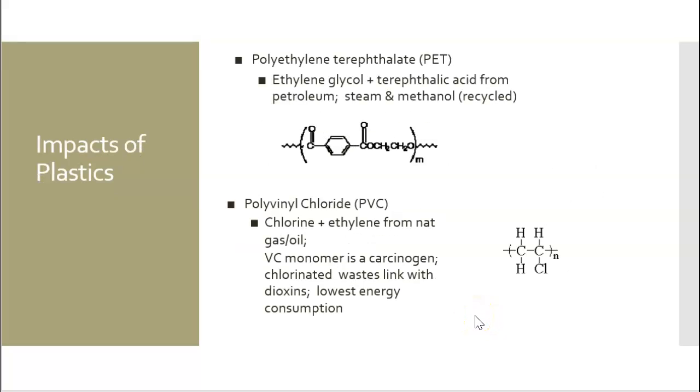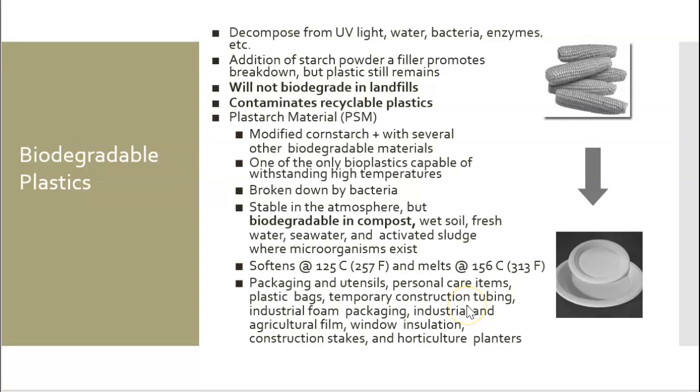You have polyethylene terephthalate, that's the PET or number 1 plastic. It uses ethylene glycol and terephthalic acid from petroleum. And you have polyvinyl chloride, which is a definite carcinogen. Don't chew on that stuff. It's used in a lot of pipes, frankly, basically to move water. So it has chlorine and ethylene from natural gas. You see quite a bit of this stuff, polyethylene. It's rather inexpensive. And then you have biodegradable plastics.